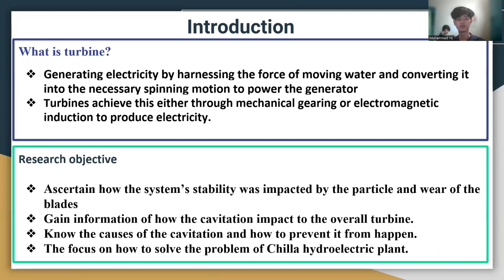Next, the objective of our research. The first one is to ascertain how the system's stability was impacted by the particles and wear of the blades. Second, to gain information on how cavitation impacts the overall turbine. The third one is to know the causes of cavitation and how to prevent it from happening. And the last one is to focus on how to solve the problem of the Chilla hydroelectric plant.